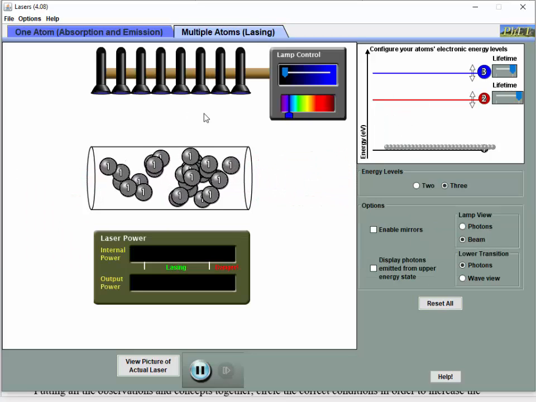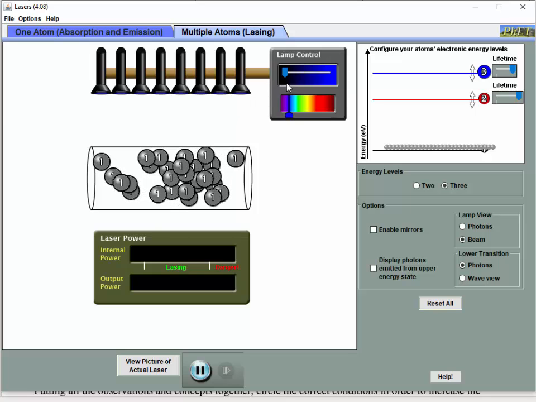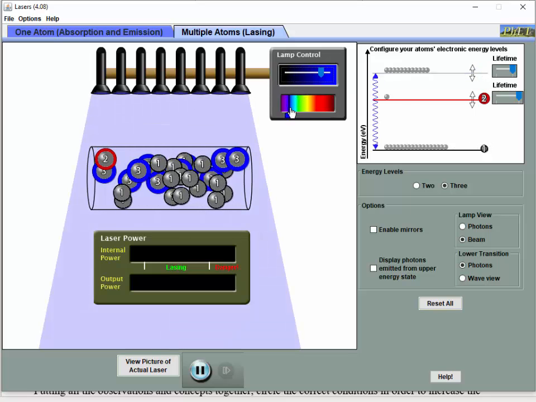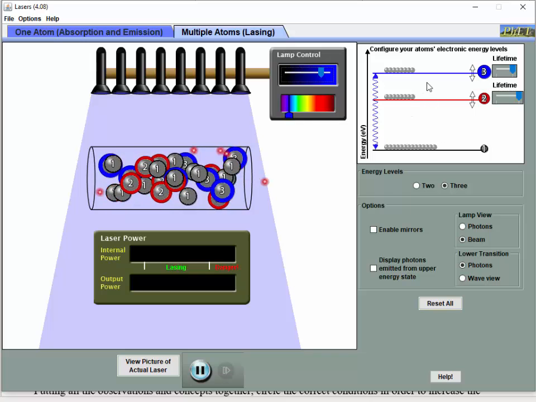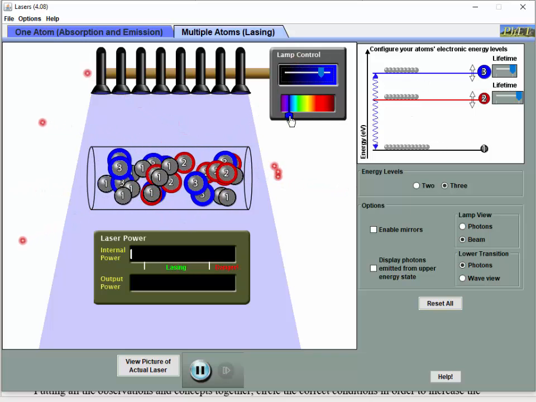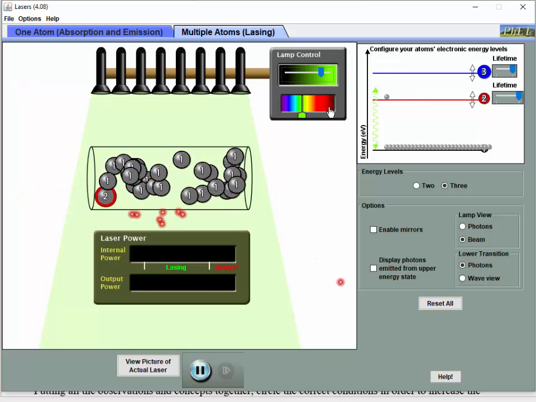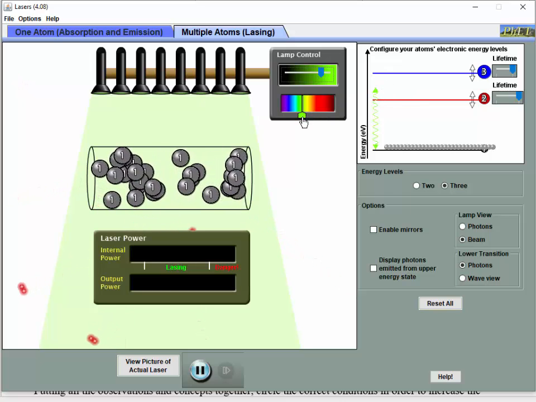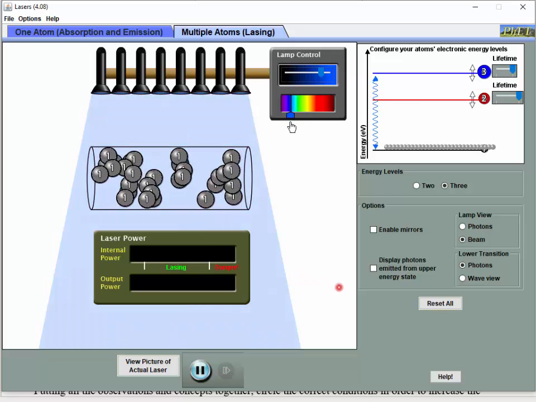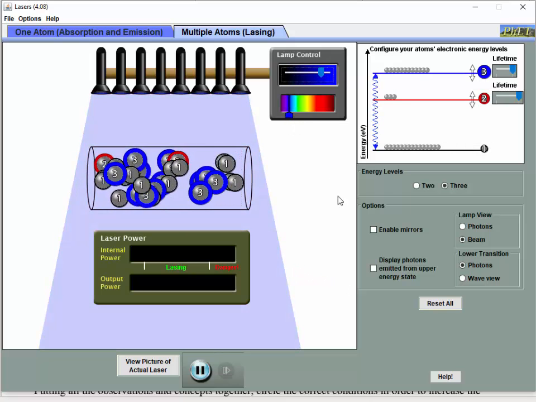Then we're going to go to multiple atoms where we could have multiple energy levels, and we can turn this thing up. And right now it's actually already tuned to just perfectly hit that second energy level. But you can kind of see if you go away from that energy level that, well, nothing's going to happen. So you have to dial this thing in just right.